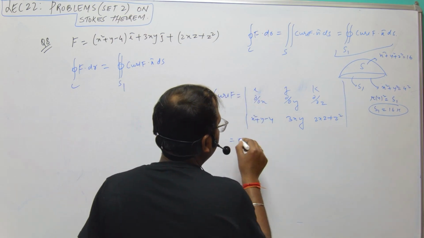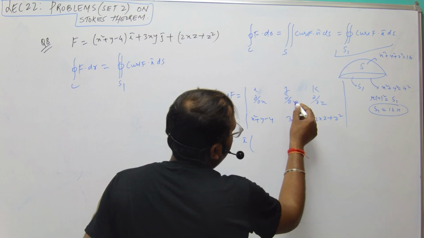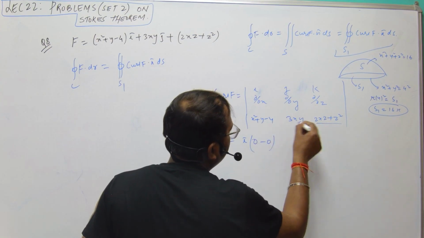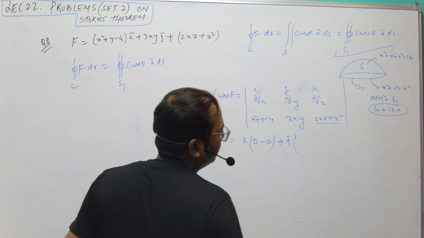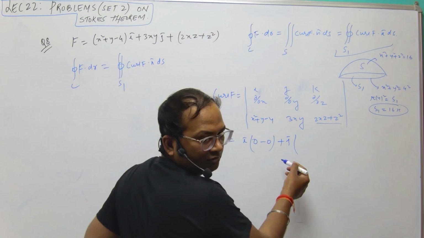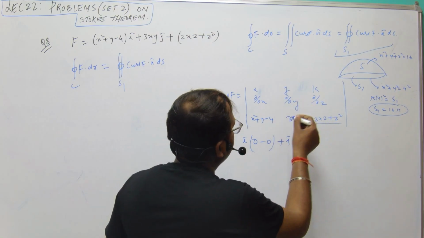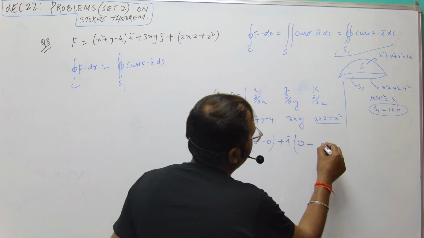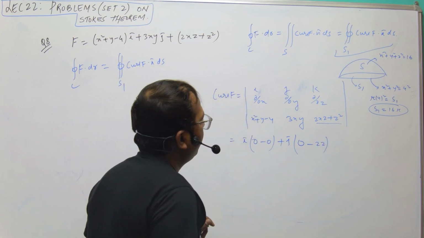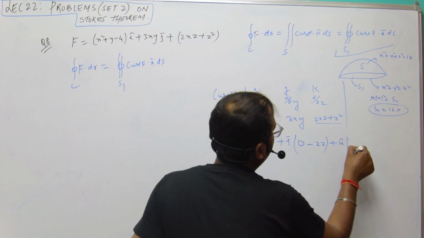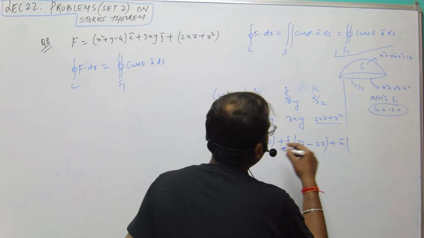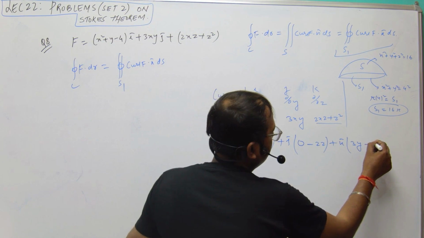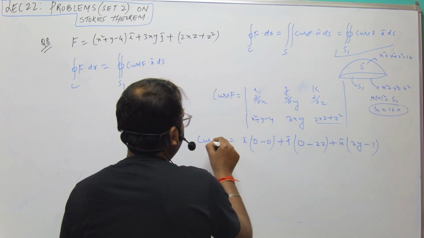Okay, so this is equal to I times, del upon del y of this one, there is no term of y, so this is 0, and this is also 0, del upon del z of 3xy, plus j cap times, del upon del z of this one is 0, minus del upon del x, so this is 2z, plus k cap times, this is 3y, and this is del upon del y of this one, this is minus 1. This is the value of curl of F.